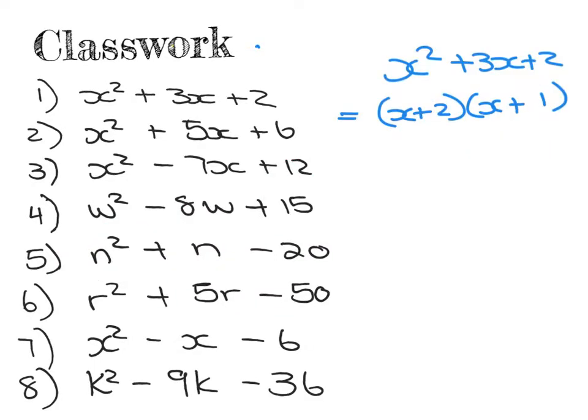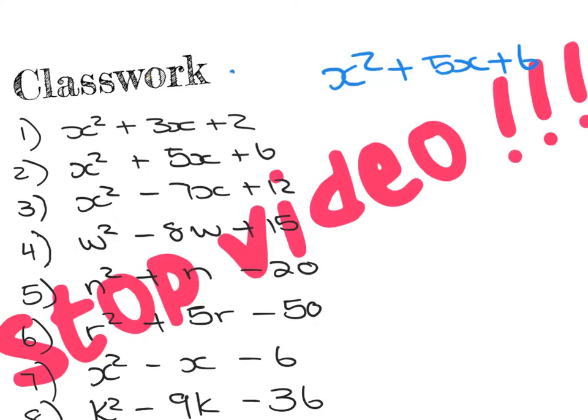So for the first one, the factors of 2 is 1 and 2, and they must both be pluses. So plus 2 and plus 1. 2 plus 1 gives me plus 3, and positive 2 times positive 1 gives me positive 2. That one there. Stop the video now and do that sum.